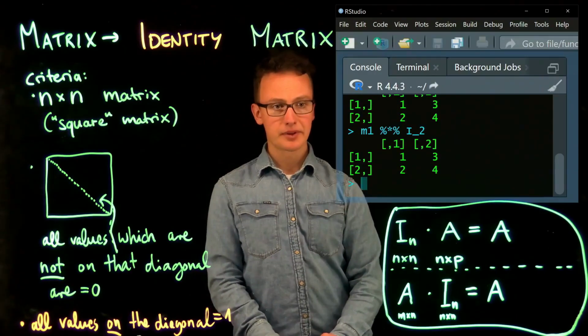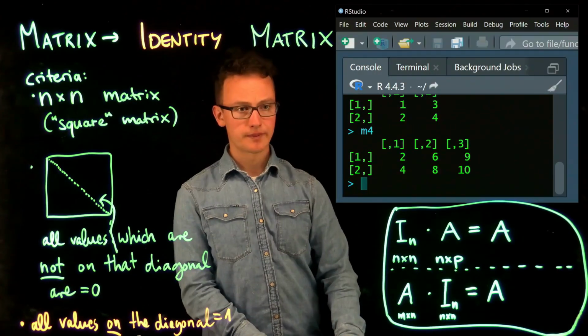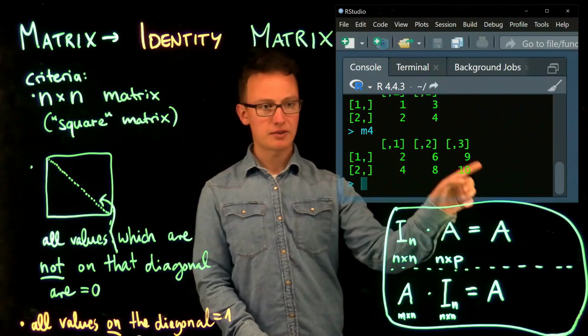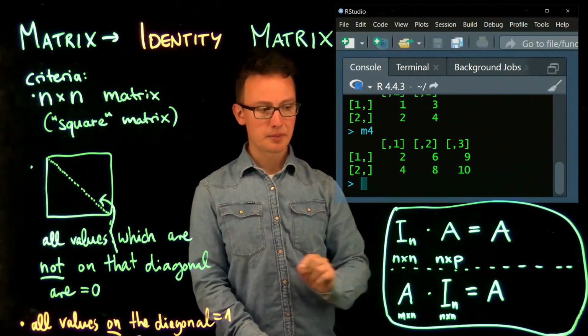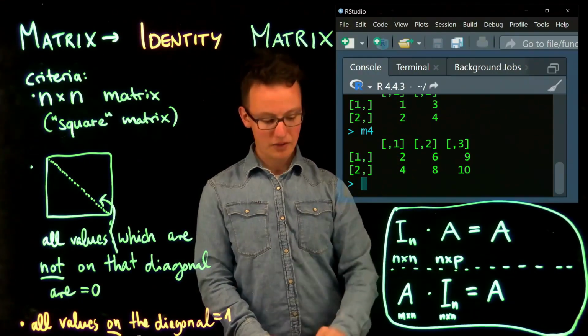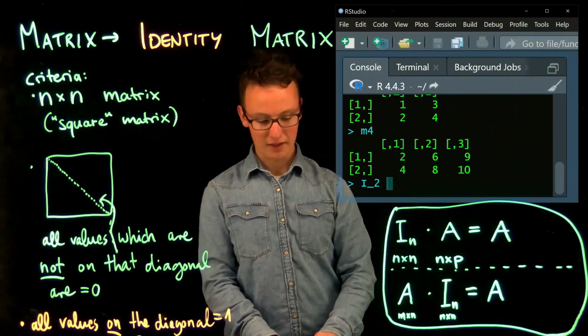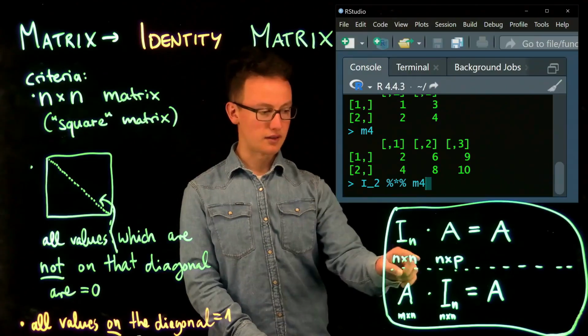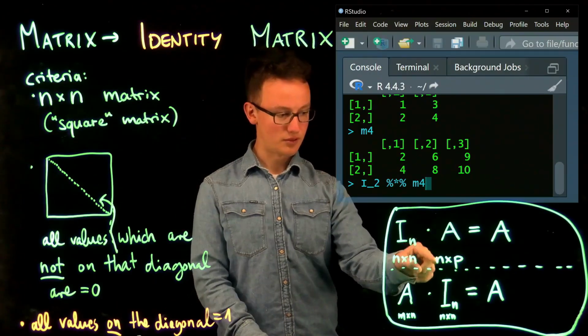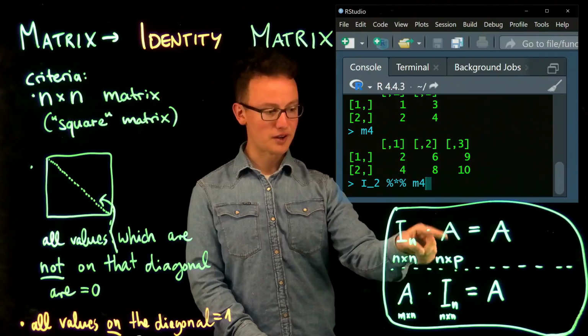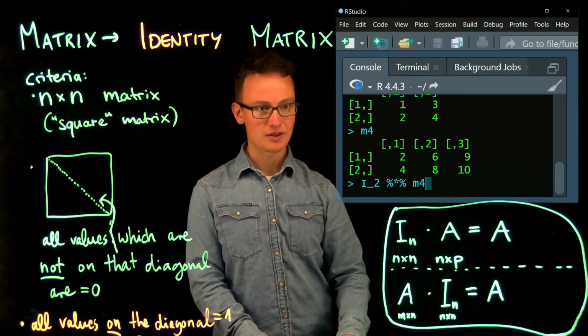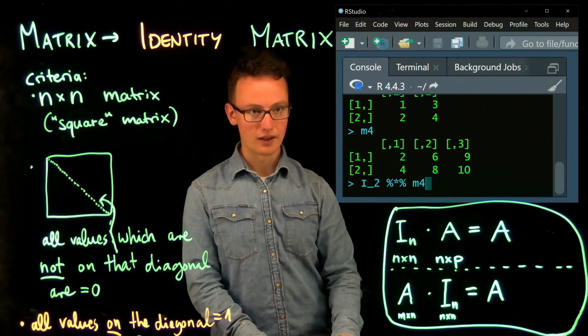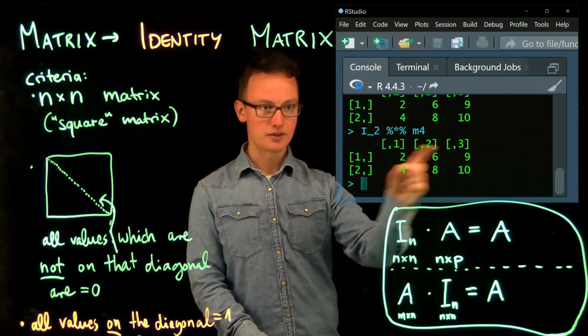As another example, consider the matrix M4. That was a 2 by 3 matrix. So here we could apply the I2 matrix from the left side and multiply it with M4, because the number of rows of M4 has to be equal to the dimension of the identity matrix, which is 2. So we can do that and it will just stay all the same.